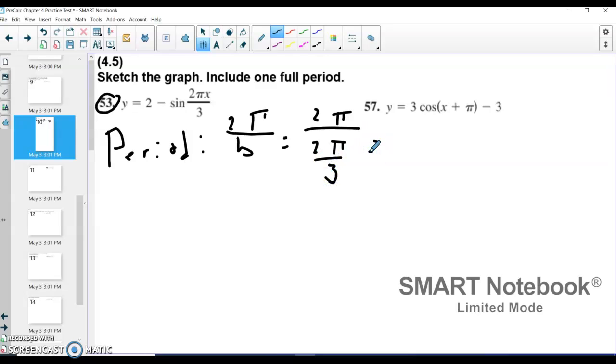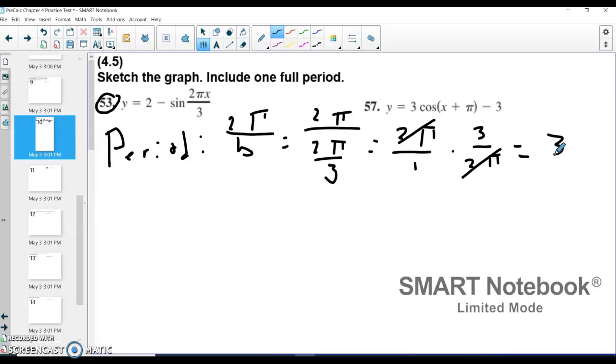This is a situation of keep, change, flip, so I'm going to keep the numerator, which is 2 pi over 1, change it to multiplication, and flip the denominator, so that is 3 over 2 pi. Here, we're going to multiply, but the 2 pi's cancel out because there's one on top, one on bottom, and you're just left with a period of 3. So there's not a pi in here, but that's okay.